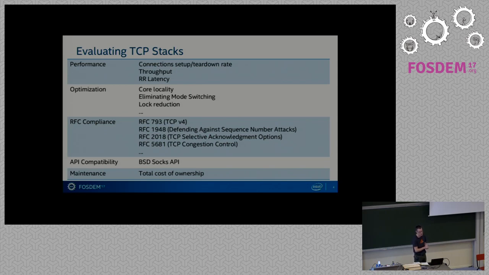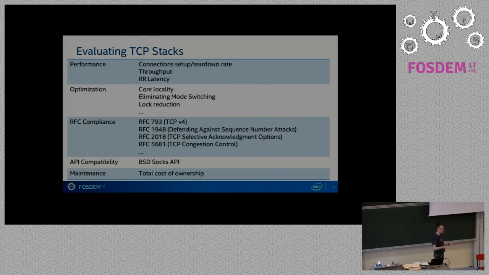So in user space TCP stacks, going back to the previous slide, what really gives rise to the development of user space TCP stacks is the prioritization of performance and optimization. The ability to create an optimized TCP stack in user space in which you can really optimize for performance use cases like connections per second, your throughput, your request response latency, where you can do things like optimize for core locality. So the actual user space application that's processing the bit stream is running on the same core in which the bit stream was received, so that you can do stuff like eliminate context switching.